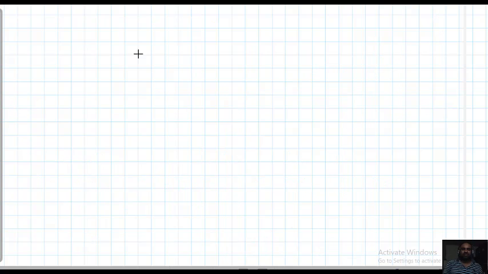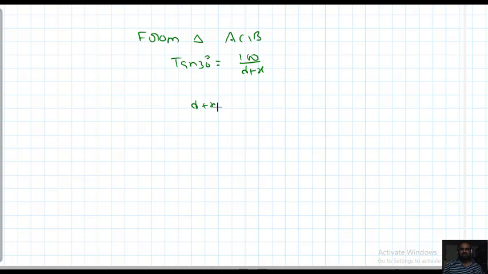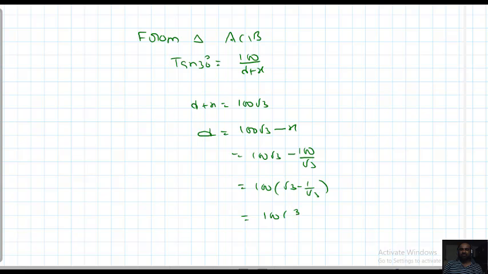Next, from triangle AC1B, tan 30 degree equals opposite 100 by D plus X. So D plus X equals 100 root 3. D I want, so D equals 100 root 3 minus X. Just now you got X is 100 by root 3. You can take 100 common: root 3 minus 1 by root 3, or in other words 100 times of 3 minus 1 by root 3, that is 2 by root 3, so 200 by root 3, or 200 root 3 by 3 meters. This is the distance traveled by the car.